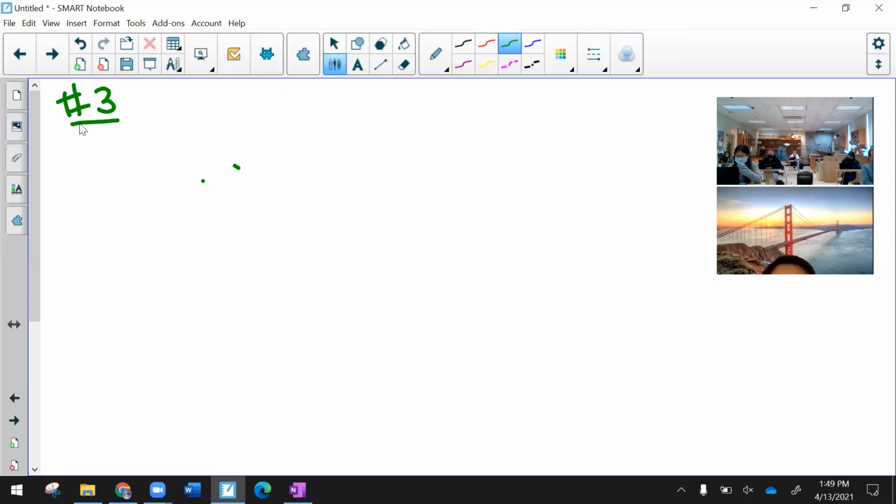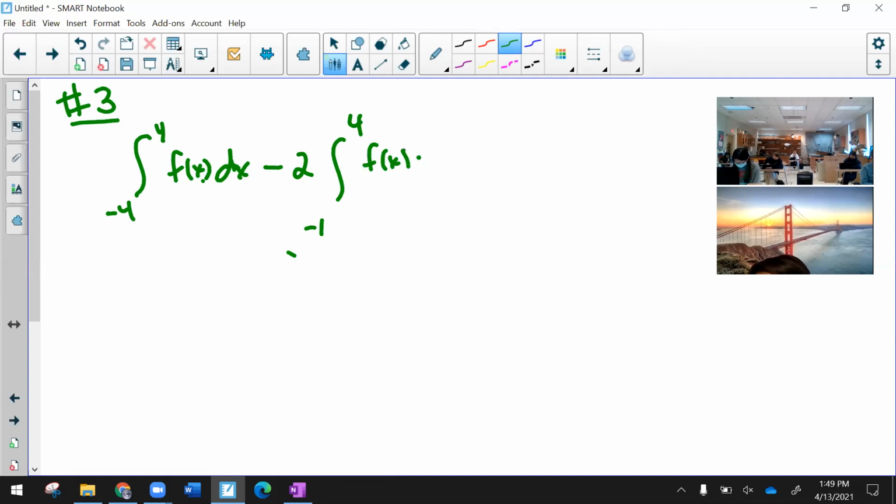Just go. So the graph of y equals f of x is shown in the figure above. If a1 and a2 are positive numbers that represent the area of the shaded regions, then in terms of a1 and a2, we want to know the integral from -4 to 4 of f of x dx minus 2 times the integral from -1 to 4 of f of x dx. We want to know what that's equal to.